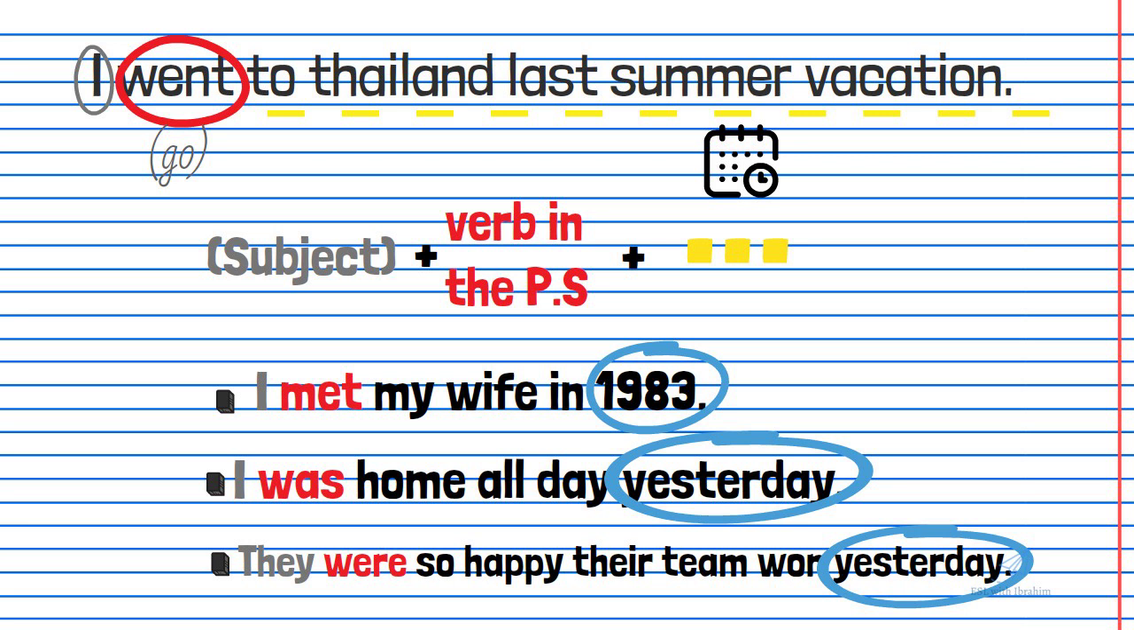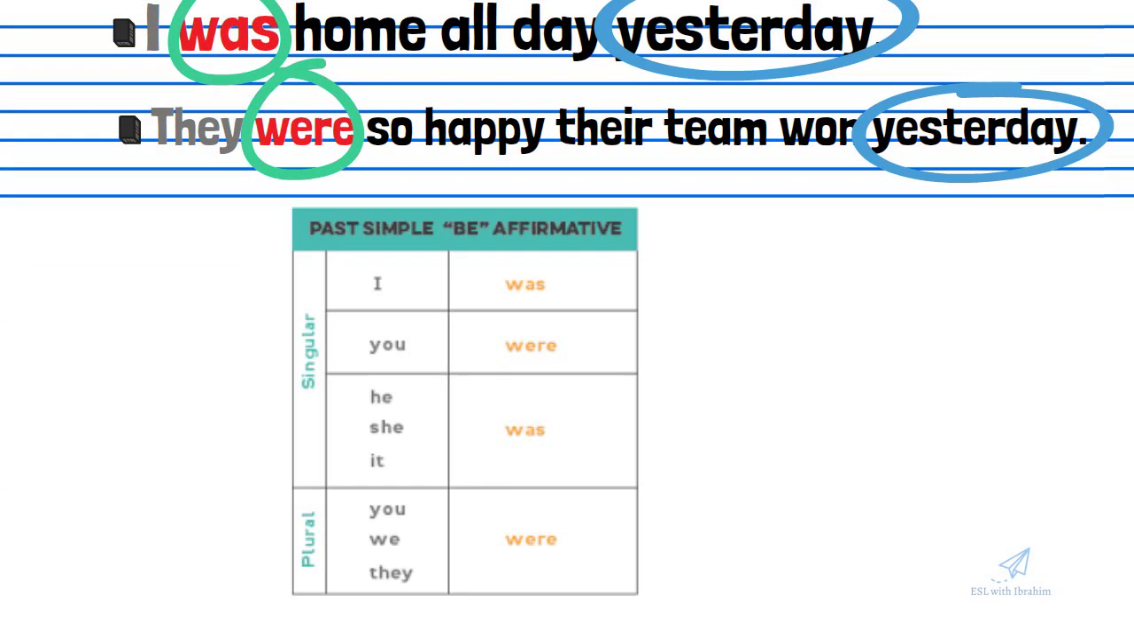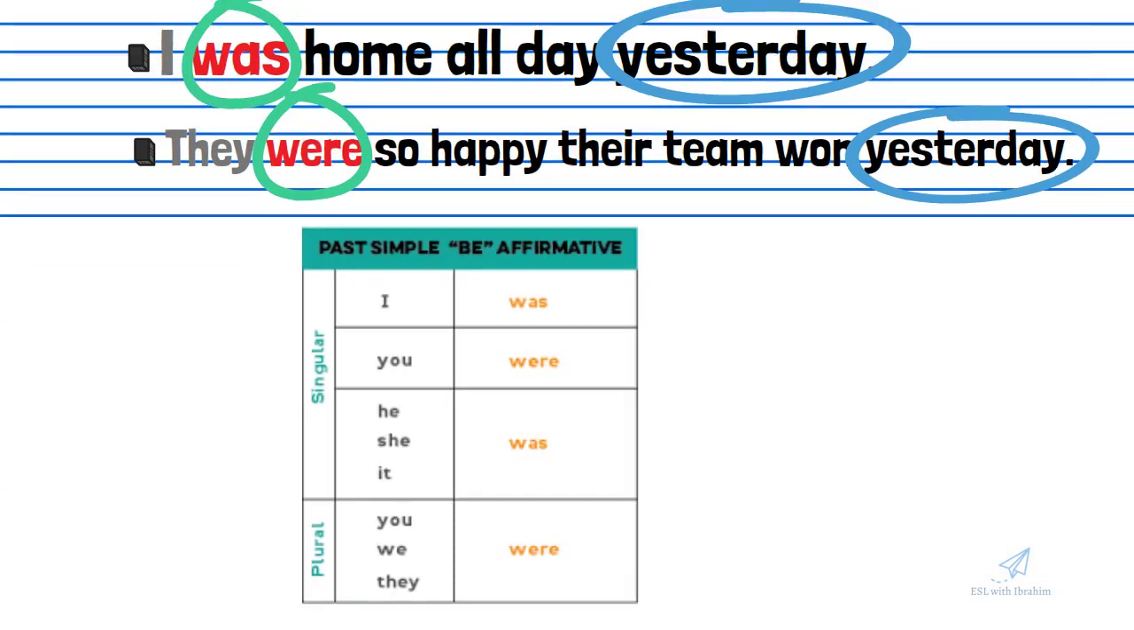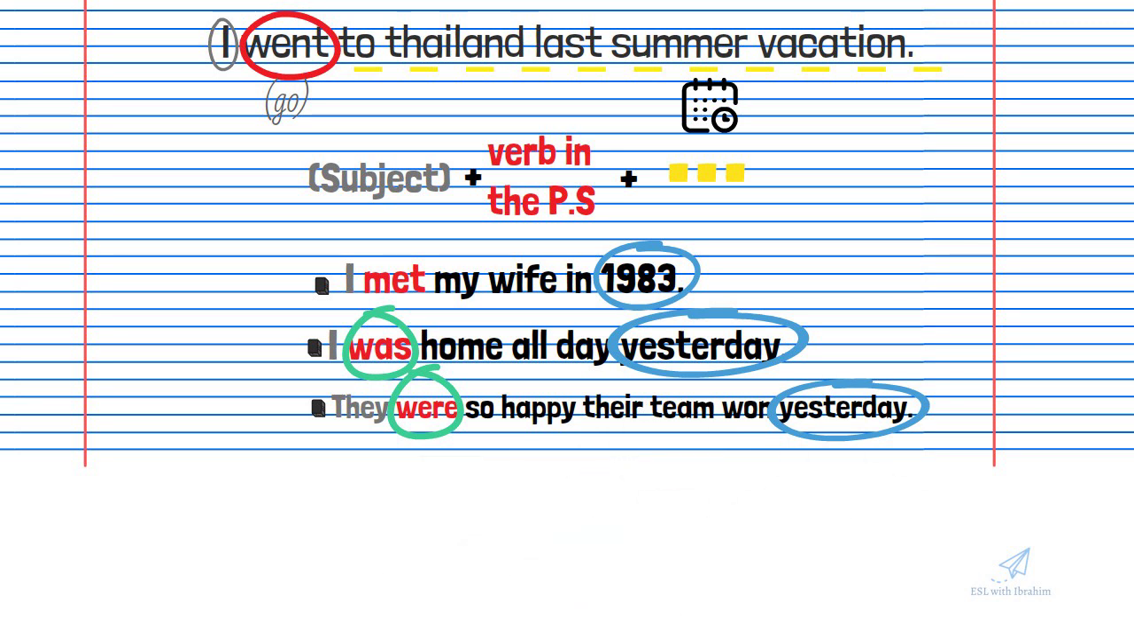In the previous lesson, I said that the verbs in the past simple form do not conjugate, they never change. That applies to all verbs except the verb to be. Verb to be is an irregular verb and it has two forms in the past, was and were, depending on the subject. So the formula of the past simple with the verb to be goes like this.